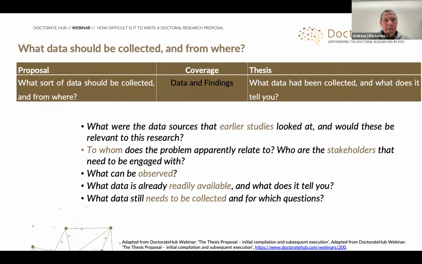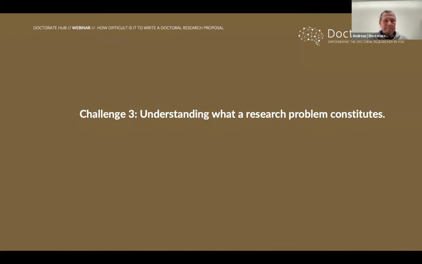And with this, you will also know what data should be collected and from where it should be collected, right? Because those studies have been collecting data from somewhere. They have been analyzing it somehow. And so could you. And they nicely give you a start for each chapter, so you're not looking at a blank piece of paper. Exactly. Let's come to the third challenge, Jack.